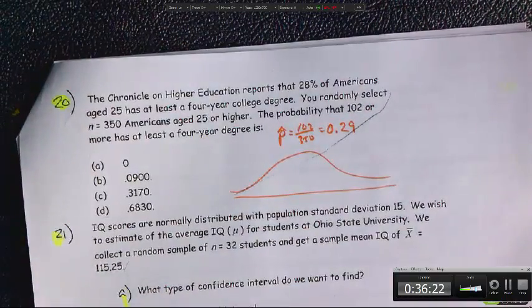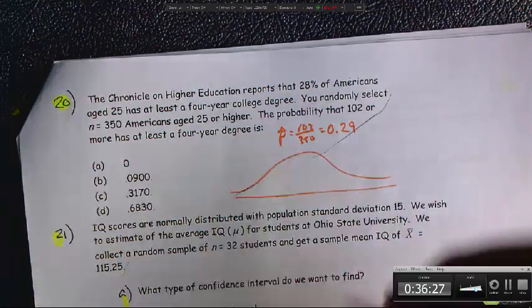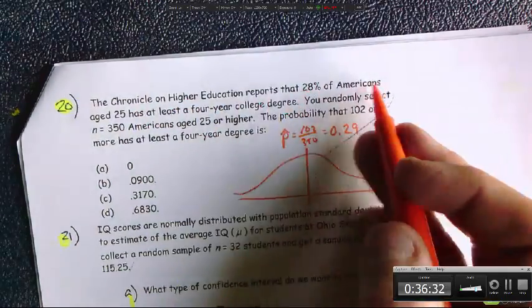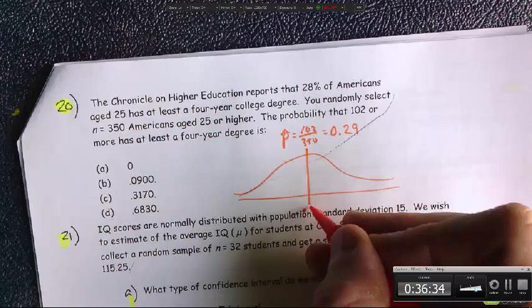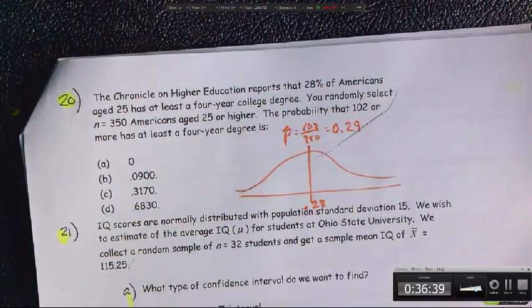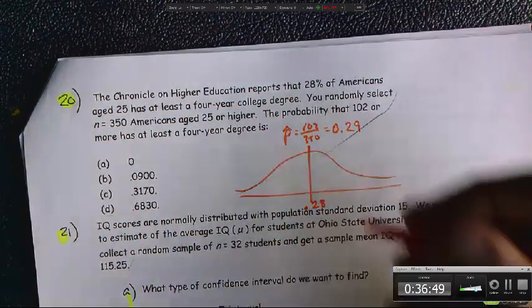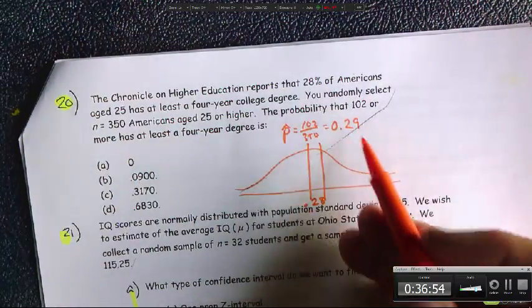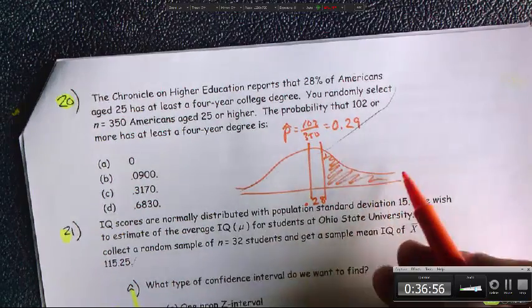If we conduct a study and we repeat that study, theoretically, what should be in the middle? The Chronicle on Higher Education reports that 28% of Americans have a degree. If we have a national value to compare to, 0.28 should be in the middle. We got 0.29, which is a little bit more than that. It wants to know the probability of 0.29 or more. So we're interested in area to the right.